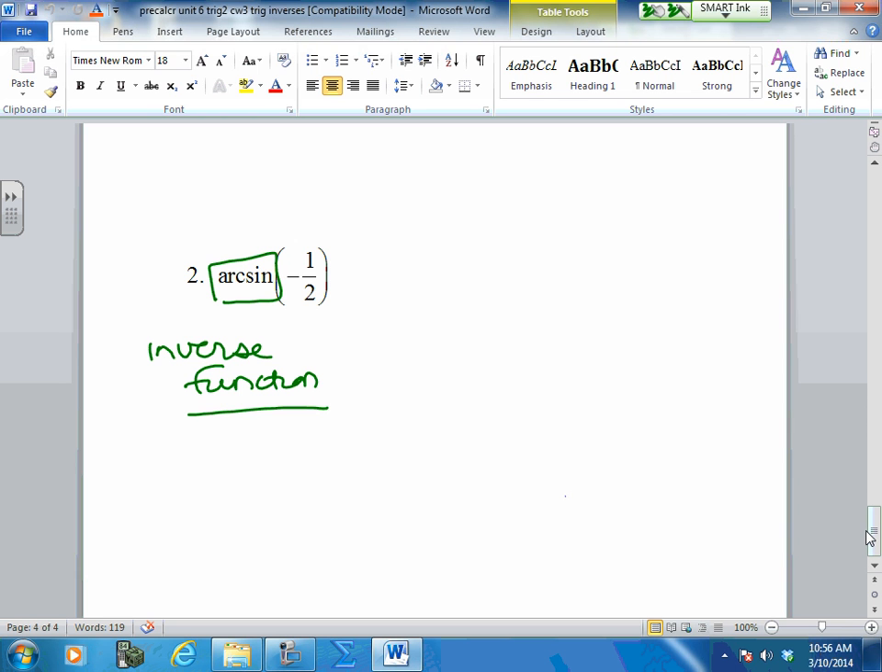Okay? So this is how I think. Here's my sine curve. I can't go all the way around my sine curve, I cut it.